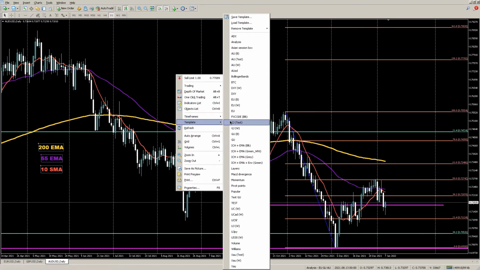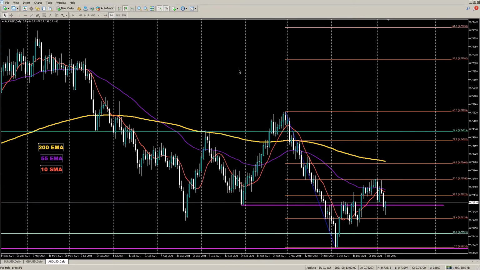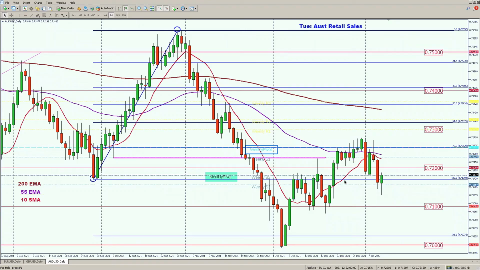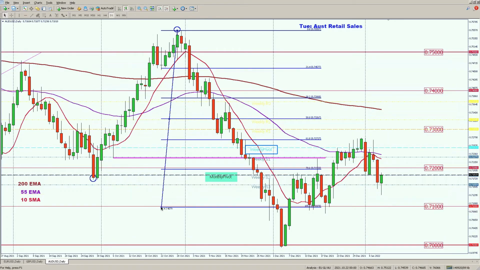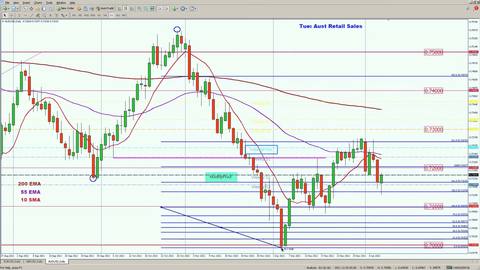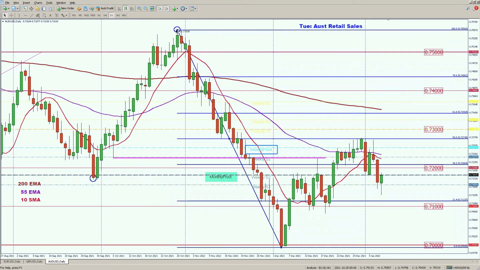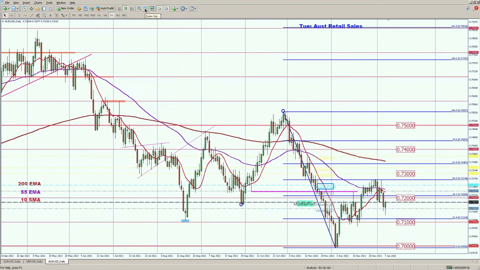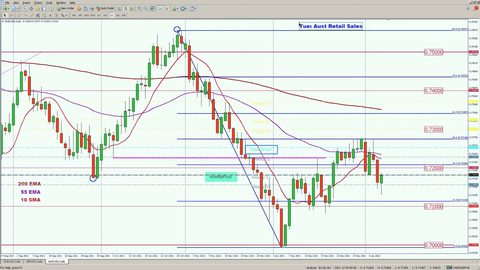And let's take a look at where we left off last year. Let's move this fib here to see the retracement. And right there at the 50 fib. Okay. And this week, there's only minor news on Tuesday with the Aussie retail sales figures.